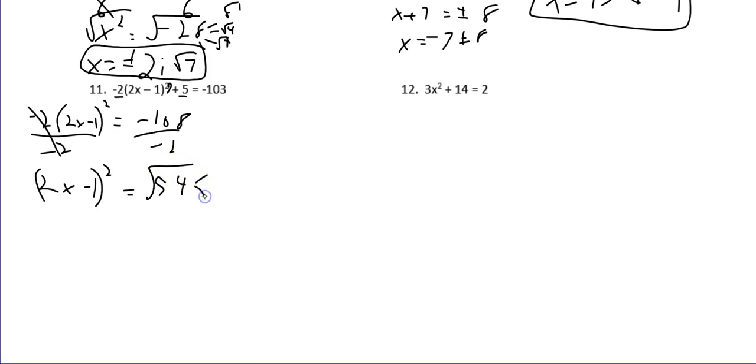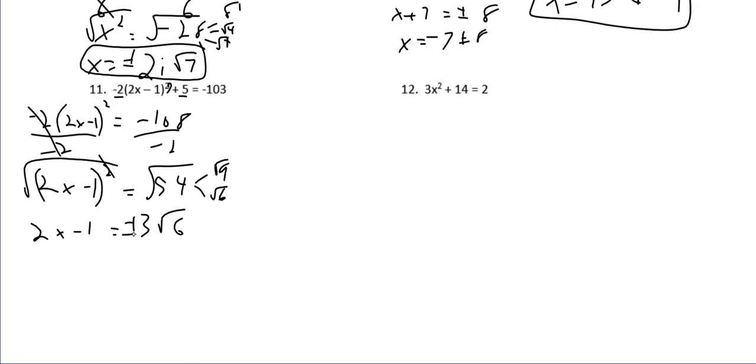Now remember, this is going to break down to 9 times 6. Technically not radical 9, radical 6. All right. That leaves me 2x minus 1 on the left side equals 3 radical 6. I was going to say 6 and I wrote 3. 3 radical 6. And don't forget the plus or minus. Very important, the plus or minus.